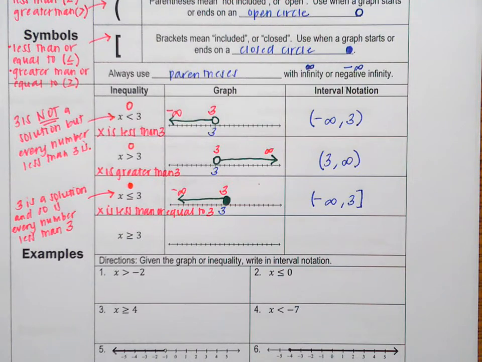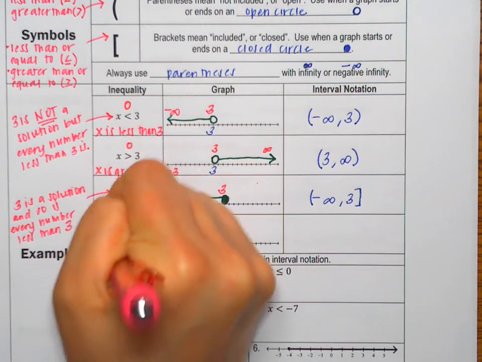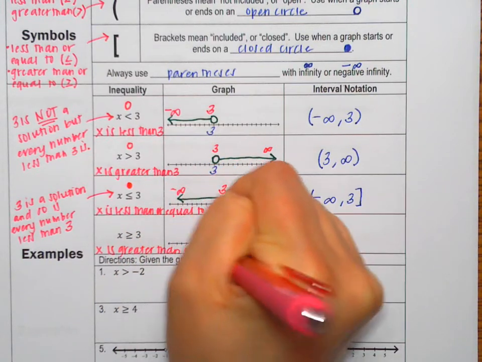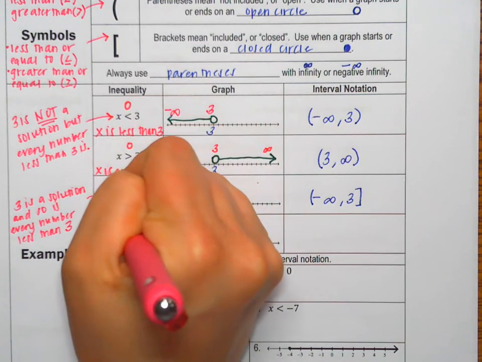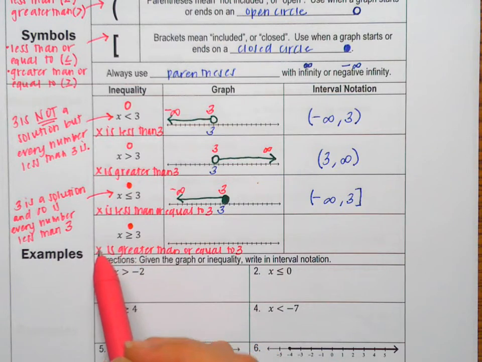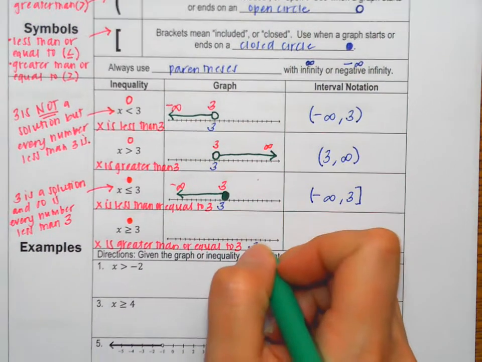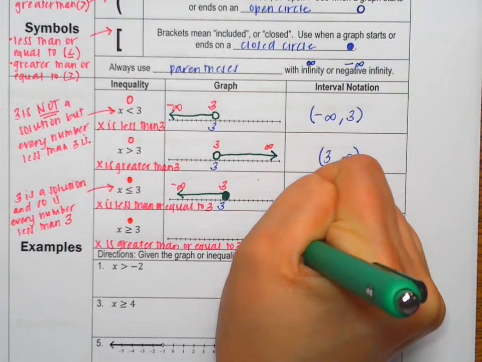Okay, last one, x is greater than or equal to 3. And so is that an open or a closed circle? And that would be closed. Again, what this is saying is 3 is a solution, and so is every number that's greater than 3. So if we were to graph that, I'm just going to put 3 over here since I ran out of room. So 3, x is greater than or equal to 3. It's going to be a closed circle going in the positive direction.